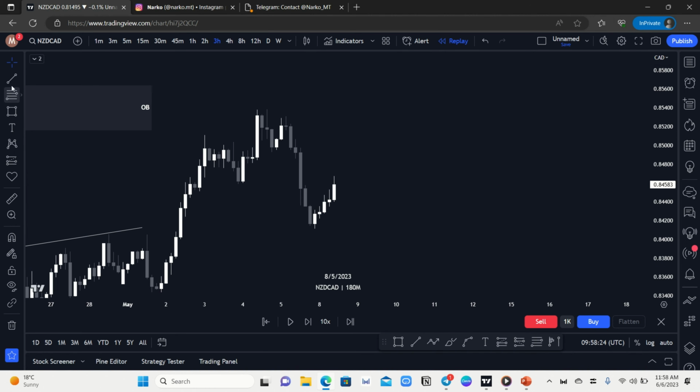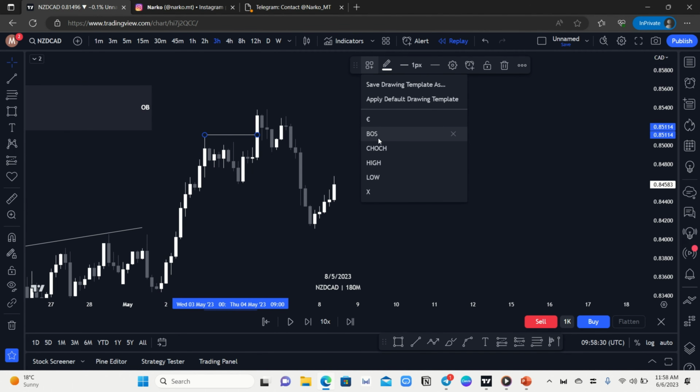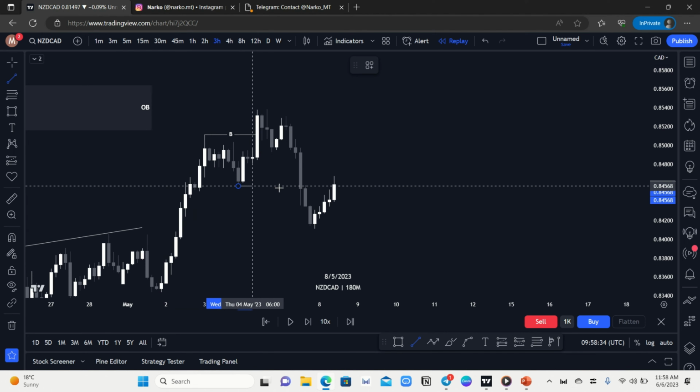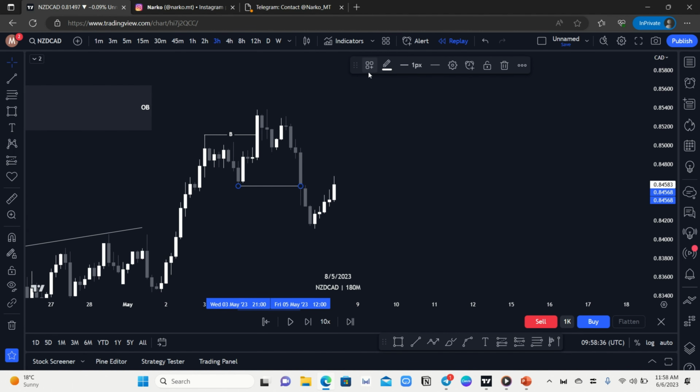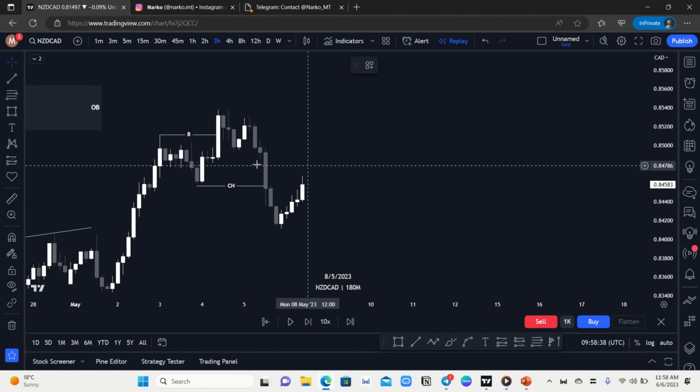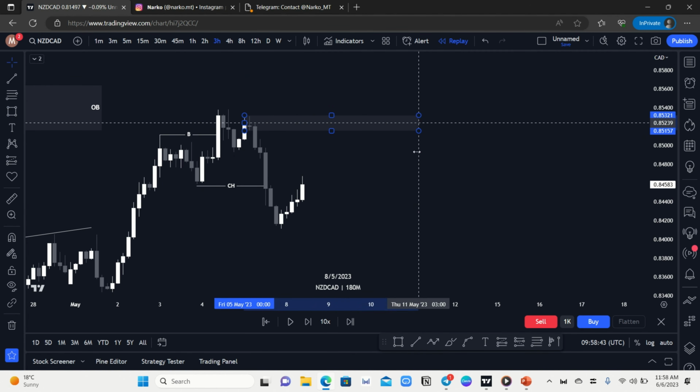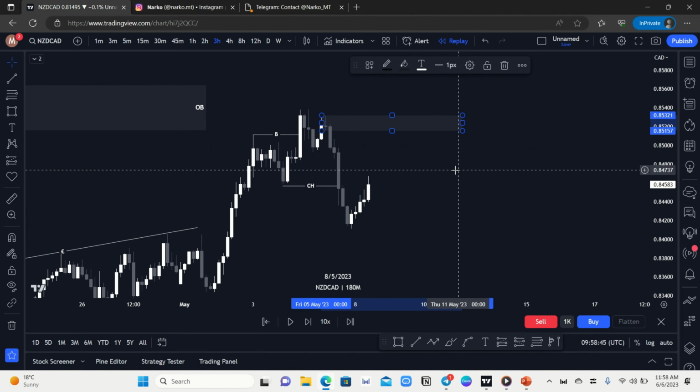Okay, so we can see that here we have this break of structure. We have this break of structure and we have this change of character. And now we have this beautiful entry here. Okay, now let's see what happens.